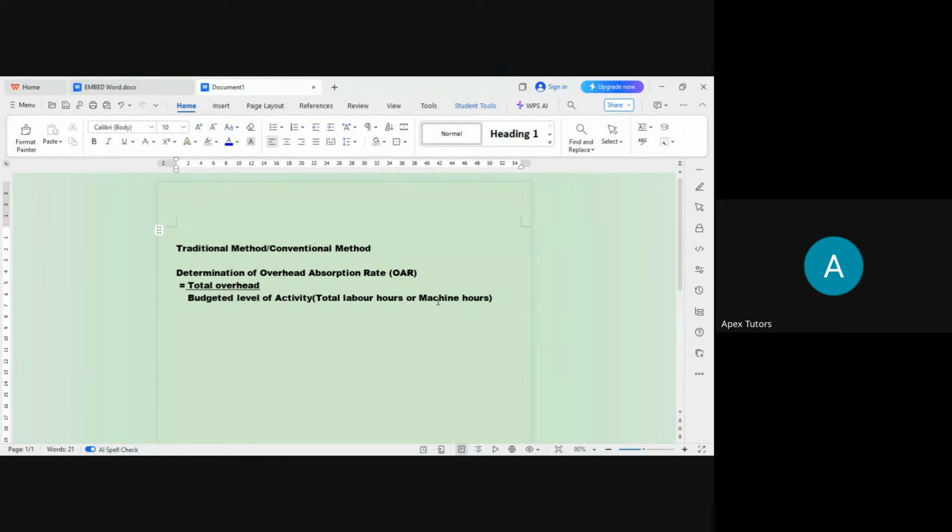So in a question, you're asked to determine the overhead absorption rate using labor hours or machine hours. You apply this formula.